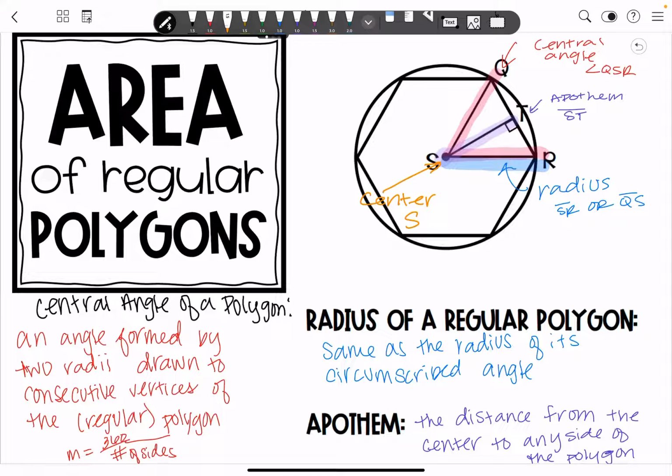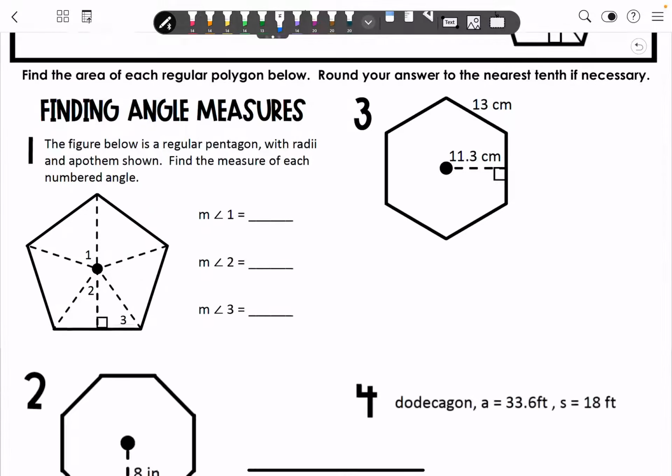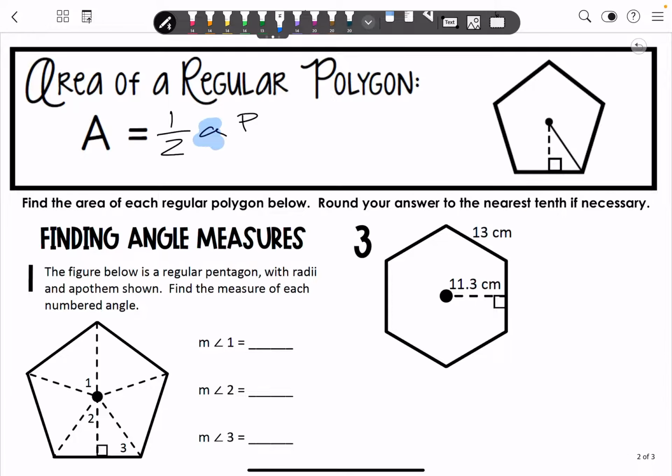All right, now we're actually going to go ahead and apply all of this. So, the area of a regular polygon is found by this following formula. Now, I want you to remember that A, right here, that's your apothem. And then P right there, that's going to be your perimeter of the polygon.